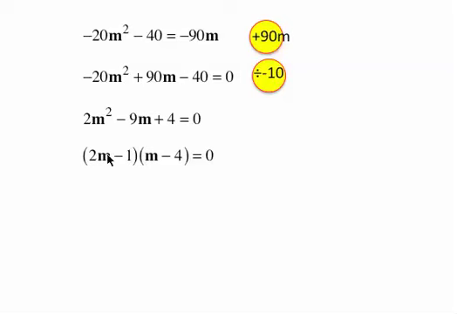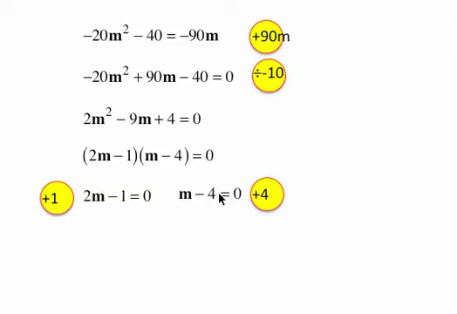So we have 2 brackets multiplying each other to give us 0. So we know that either one or the other or both brackets must be 0. In fact, sometimes this bracket is 0 and sometimes this bracket is 0. So I'm going to set each bracket equal to 0. My 2m minus 1 equals 0, and my other bracket, m minus 4, is equal to 0. To get the m alone, I'm going to get rid of this negative 1 by adding 1 to both sides. And over here, I'm going to get rid of the negative 4 by adding 4 to both sides.